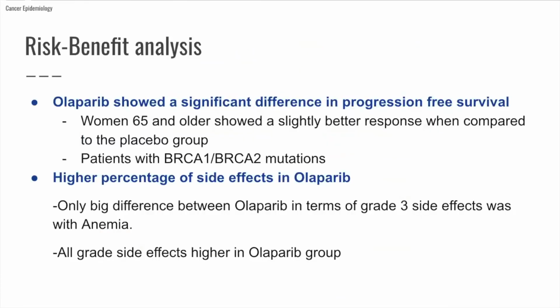Then the risk-benefit analysis: Olaparib showed a significant difference in progression-free survival. Women 65 and older showed a slightly better response when compared to the placebo group, and the same thing was seen with the BRCA1 and BRCA2 mutations. But there was a higher percentage of side effects in Olaparib. The only big difference between Olaparib in terms of grade 3 side effects was anemia. All grade side effects were higher in the Olaparib group.